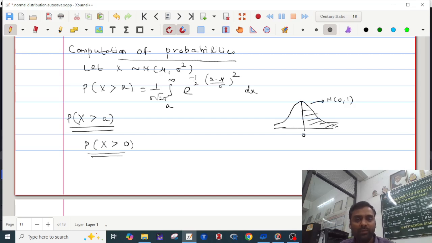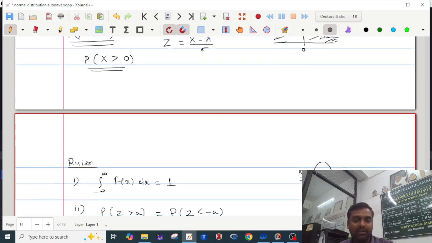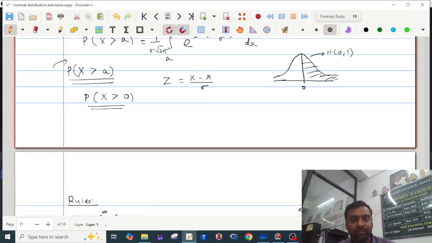If you want to find out any probability, our first job is to convert any normal distribution into the standard normal distribution. Z is equal to x minus mu upon sigma. Why so? Because these probabilities in the statistical table are available for the standard normal variable only. So our first job is to convert any normal distribution into the standard normal distribution, and then the statistical table is available for standard normal only. That's why we start today's lecture from the topic standard normal distribution.